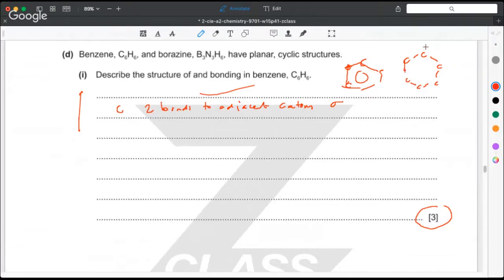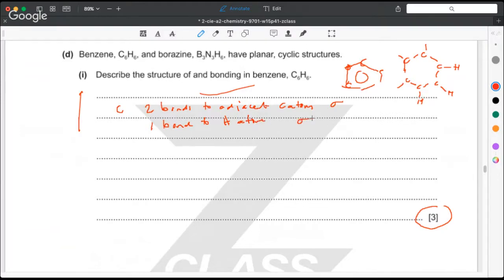And then you've also got another bond to hydrogen there as you go around. I could keep drawing those in. So the carbon atom has two bonds to adjacent carbon atoms, those are sigma bonds, and one bond to a hydrogen atom.